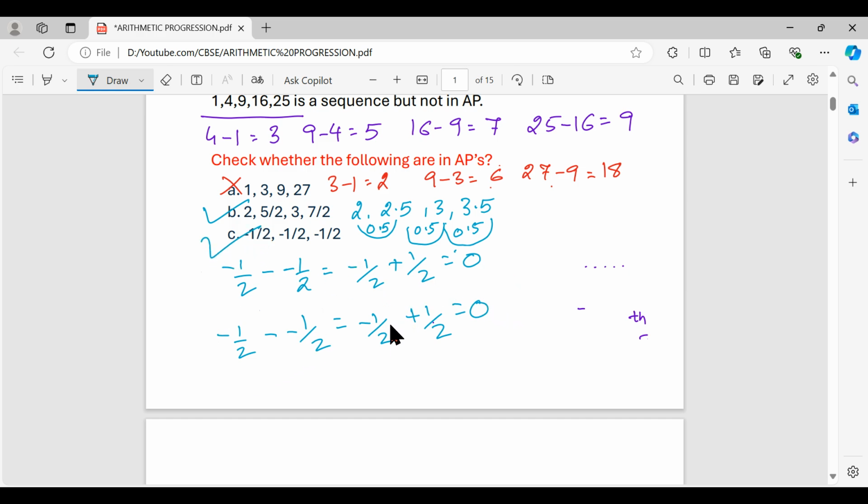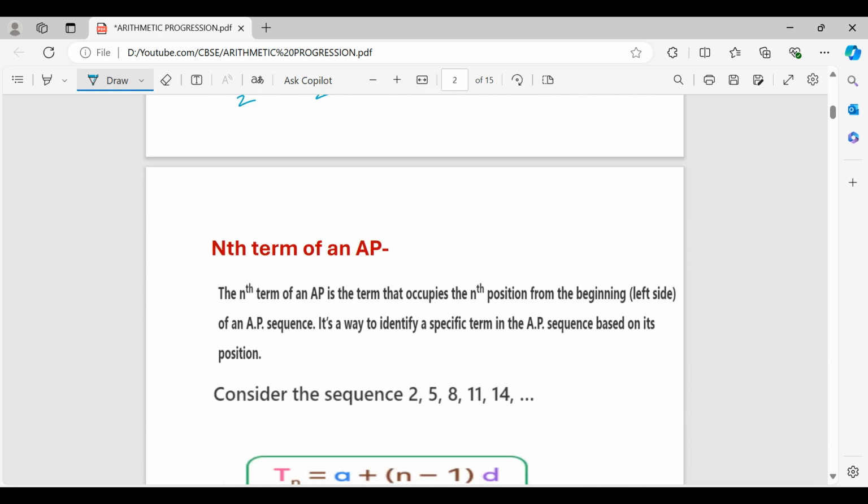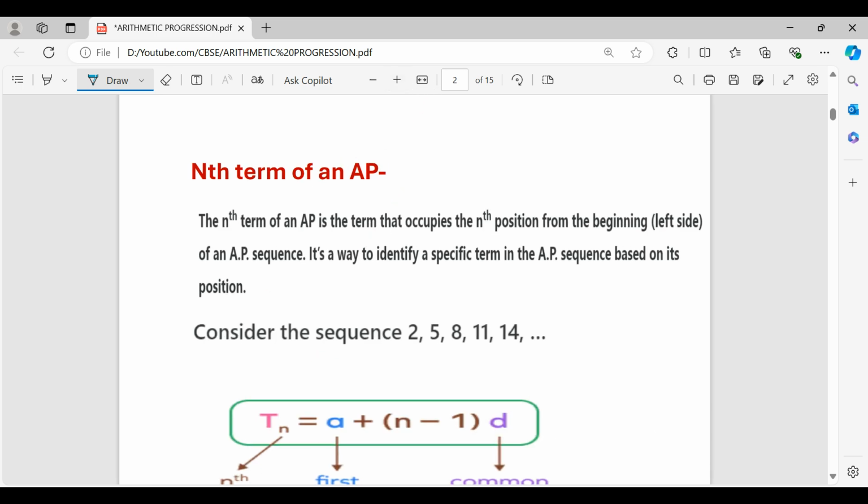So I hope this is clear to everyone, the difference between sequence and AP. You also have questions based on this. Now let's go to the important concept, the first concept of AP: the nth term of an AP. What do you understand by the nth term of an AP?